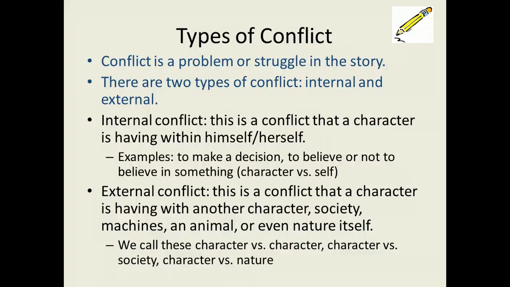So this could be having a problem with another character. It could be having a problem with a group or society. It could be having an issue or conflict with machines or animals or even nature itself. And these are subtopics that we usually refer to as character versus character, character versus society, or character versus nature. I know when we were doing our test practice prep, the Jeopardy game and stuff, only a couple of different classes were able to list the 4 subgroups of conflict, which again are character versus self, character versus character, character versus society, and character versus nature.